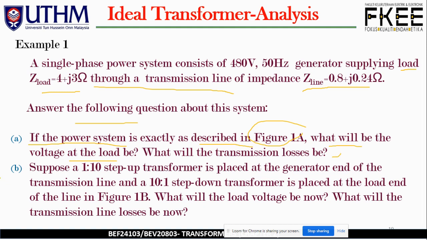Okay. And B, suppose a 1 to 10 step up transformer is placed at the generator side, so this is at the beginning of the transmission line, and a 10 to 1 step down transformer is placed at the load end, so the secondary part of the system, or to be particular, of the line in figure 1B. We will look later at how it looks. So what will the load voltage be now? What will the transmission line losses be now?